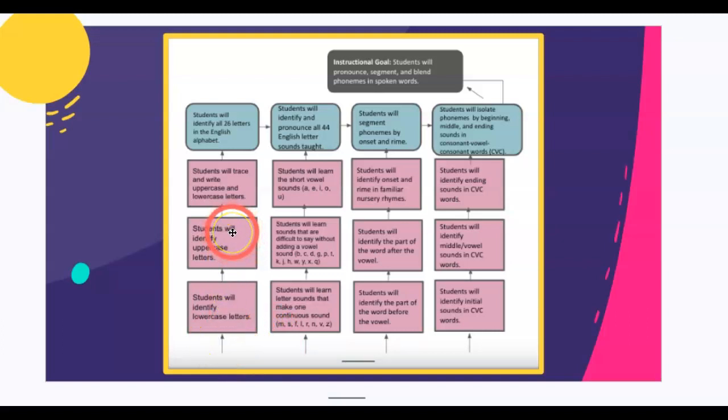They'll be able to learn sounds that are difficult to say without adding a vowel sound. They'll learn the short vowel sounds. They'll learn to identify the part of the word before the vowel. They'll identify the parts of the word after the vowel. They'll learn onset and rhyme. They'll identify initial sounds in CVC words. They'll identify the middle sound, and then they'll also identify the ending sound in CVC words. And all of this will be done in order to be able to meet those goals.